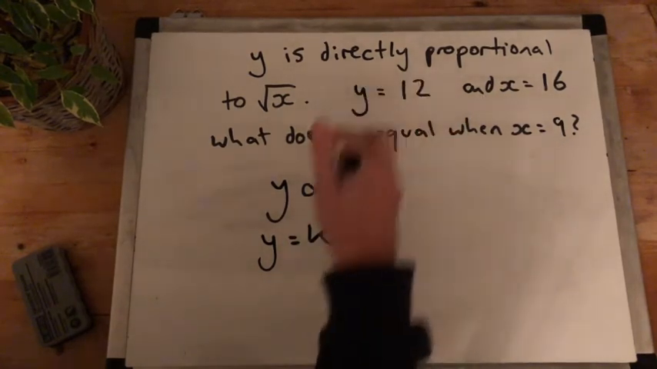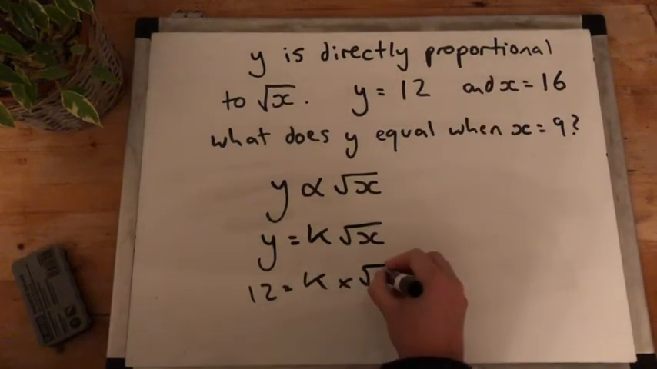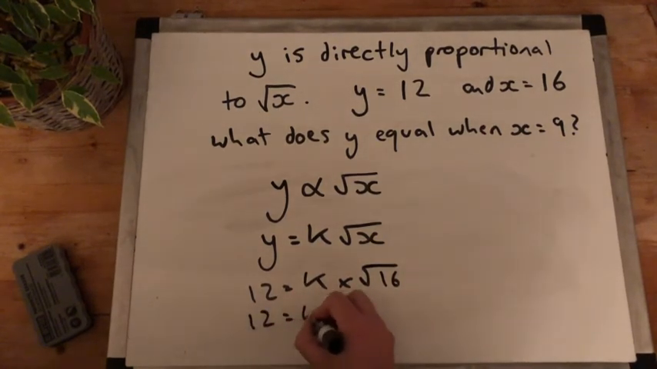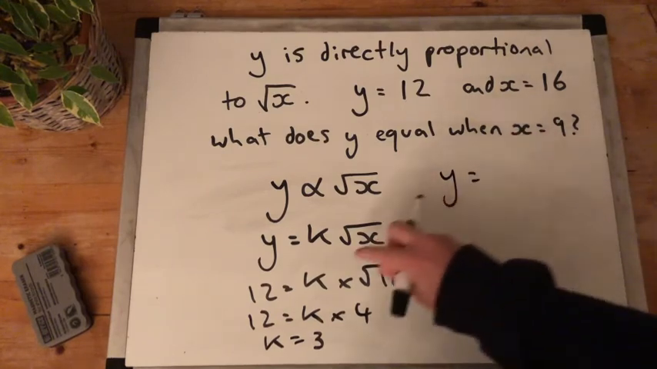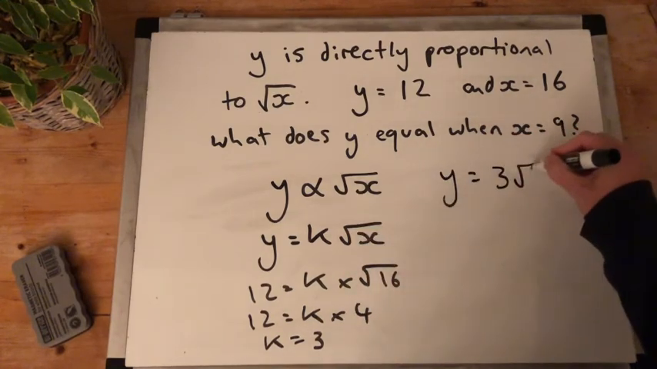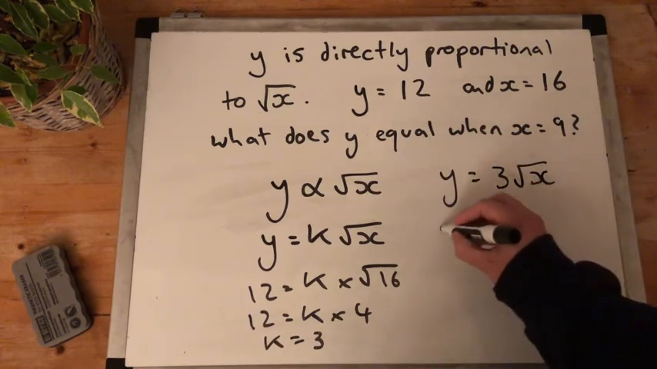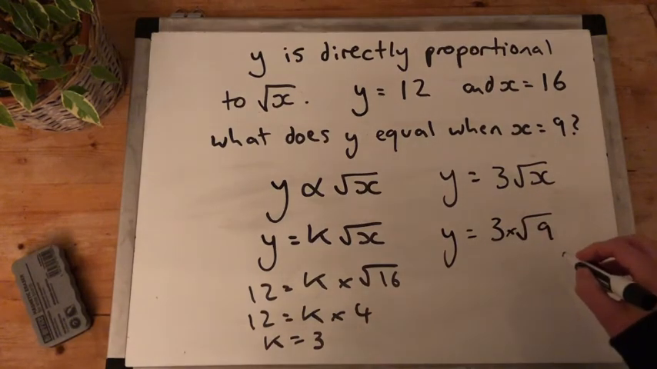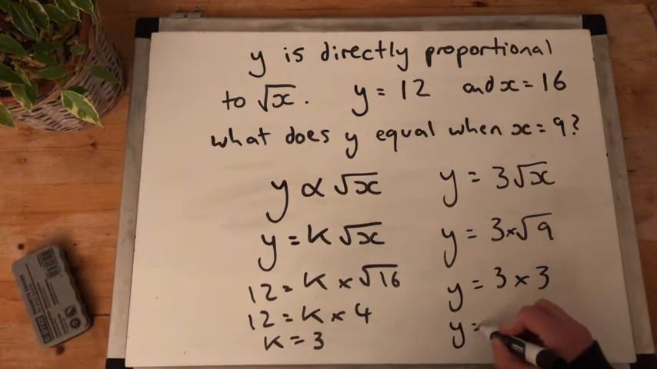What does y equal? 12 equals k times square root of 16. The square root of 16 is 4, so 12 equals k times 4, so k is going to be 3. And now we rewrite our equation. Y equals k is 3, so 3 root x. What does y equal when x equals 9? Well, y equals 3 square root 9. 3 times the square root of 9. The square root of 9 is 3. So y equals 3 times 3. And then y equals 9.